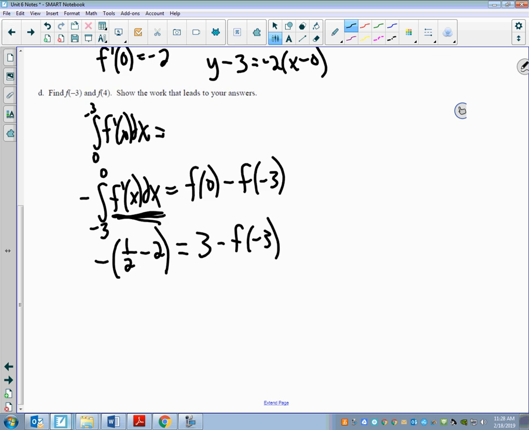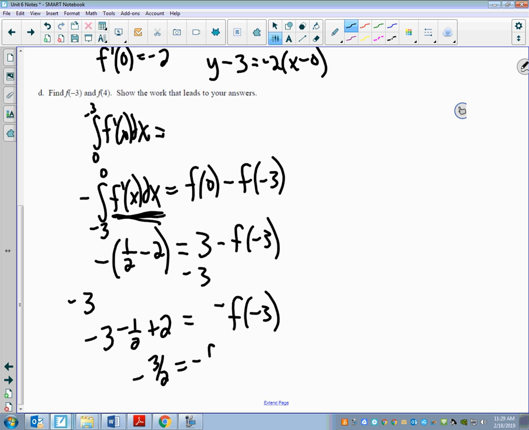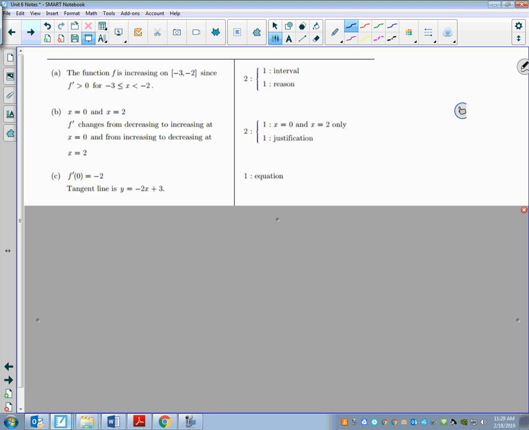And so I'm going to subtract 3 over and get -3 minus 1/2 plus 2 equals negative f of -3. So what would that be? -1 minus 1/2 is -3/2. But I still have this crazy negative hanging around. So I think that I get f of -3 equals +3/2. I wonder if that's right. I should have checked that first.